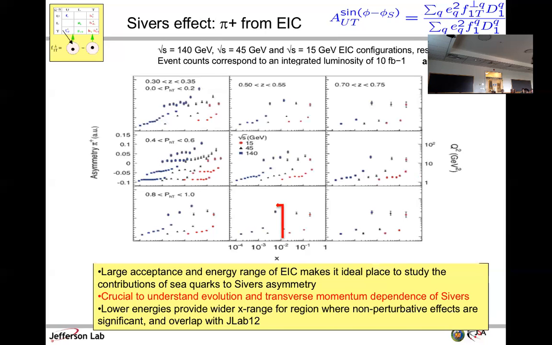Now, another thing that you can see from here is that normally what we consider exciting in all the Sivers and TMD business is evolution. And you don't see much of a Q-squared dependence here. If we really want to study evolution, then we should have projections for evolution as a function of Q-squared, and then understand whether this statistics is good enough or not.